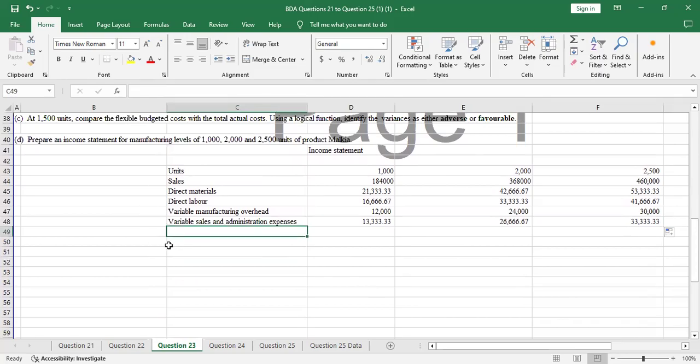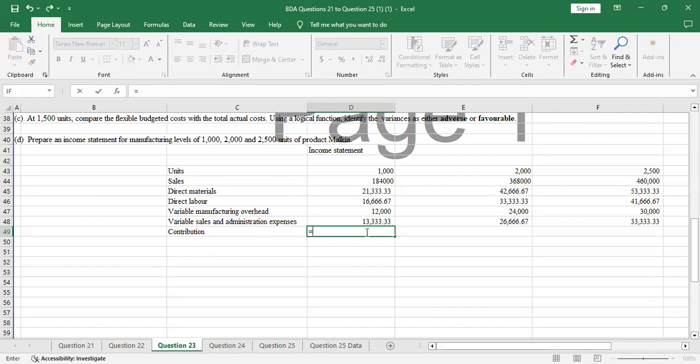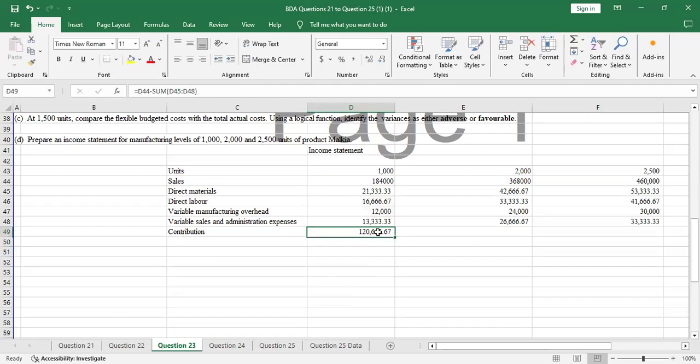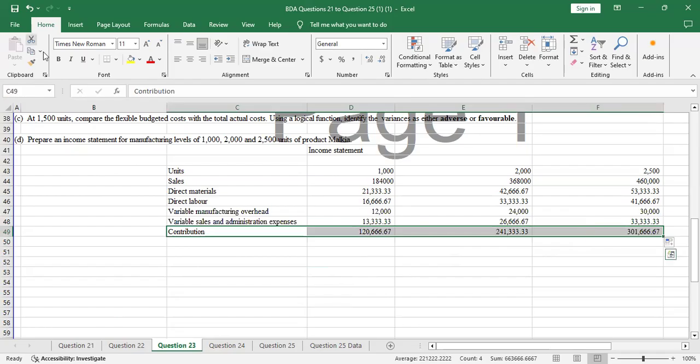Then we now have the contribution. Contribution will be the sales revenue minus the variable costs, minus the total variable costs. So I'll sum all that and enter. Once I have that value, I'll just drag. Let me bold that.